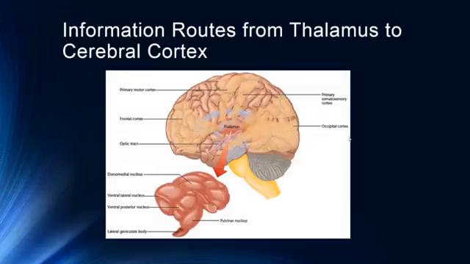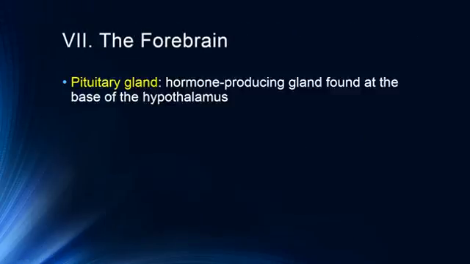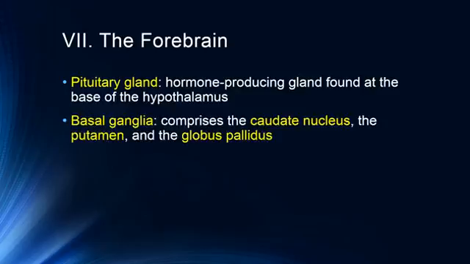To get a closer look at this, you can see here the lateral nucleus, the pulvinar nucleus, the dorsal medial nucleus. All these are involved in different sensory information. We'll talk more about those later on in the term. The pituitary gland is a hormone-producing gland found at the base of the hypothalamus. We'll spend some time talking about it when we talk about reproductive cycles and hormone cycles in more detail.